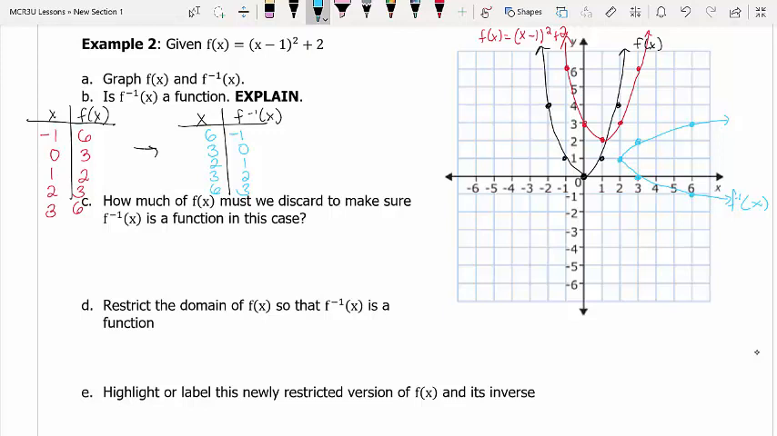So is the inverse a function? Okay, and your answer is no, because it would not pass the vertical line test. Okay, and also, most of the inputs have more than one output.